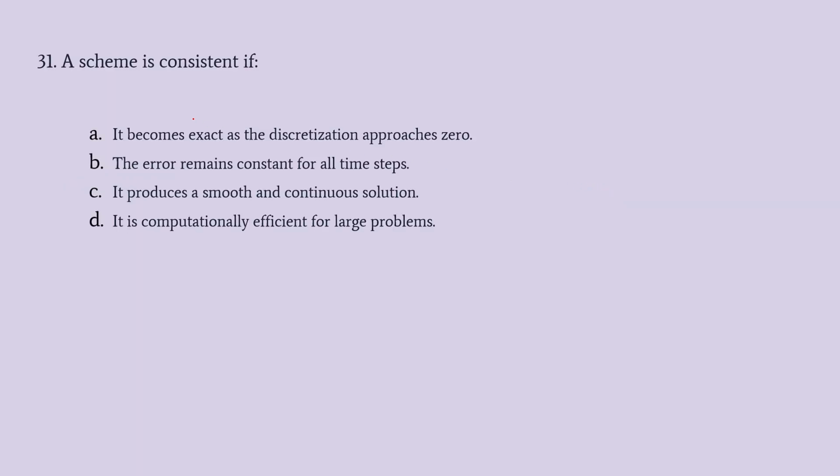Next question is on the consistency of the scheme. A scheme is consistent if, options are, A, it becomes exact as the discretization approaches zero, B, the error remains constant for all time steps, option C, it approaches a smooth continuous solution, option D, it is computationally efficient for large problems.